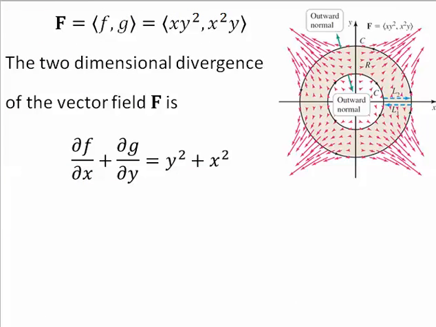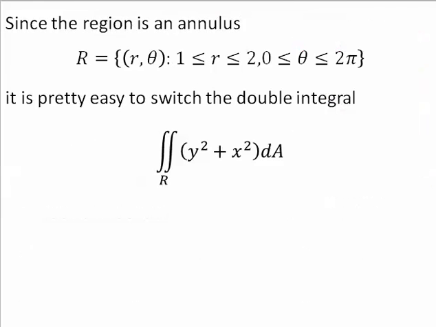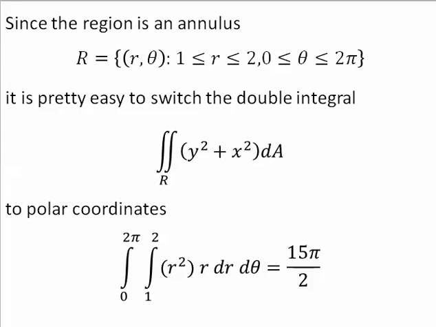So we're first going to find the two-dimensional divergence of the vector field. Then by Green's theorem, outward flux is the double integral of y squared plus x squared over the annulus. I'm going to describe the annulus in terms of polar coordinates because it's pretty easy to switch the double integral into polar coordinates. So switching it to polar coordinates and integrating, I get 15 pi over 2, a positive value.